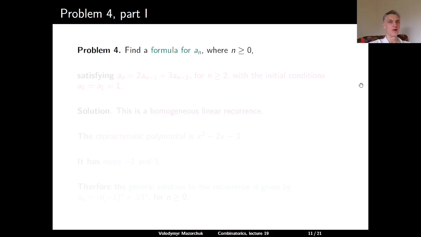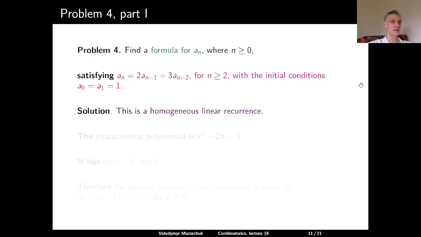Problem 4. Find a formula for a_n, where n is greater than or equal to 0, satisfying a_n is equal to 2a_{n-1} plus 3a_{n-2} for all n greater than or equal to 2, with the initial conditions a_0 is equal to a_1 is equal to 1. This is an example of a homogeneous linear recurrence with constant coefficients. So we write the characteristic polynomial, that's x squared minus 2x minus 3. It has roots minus 1 and 3.